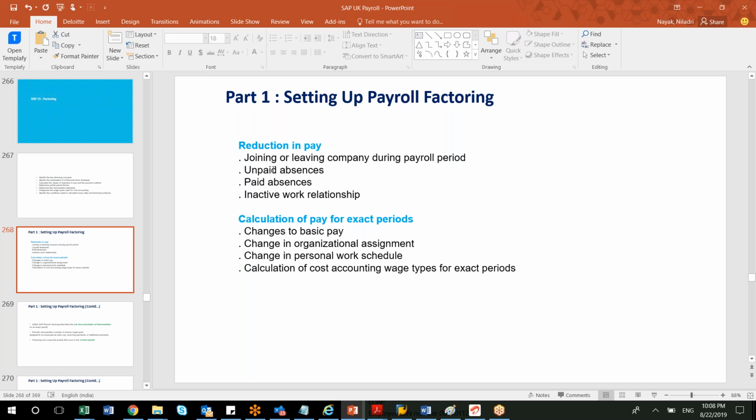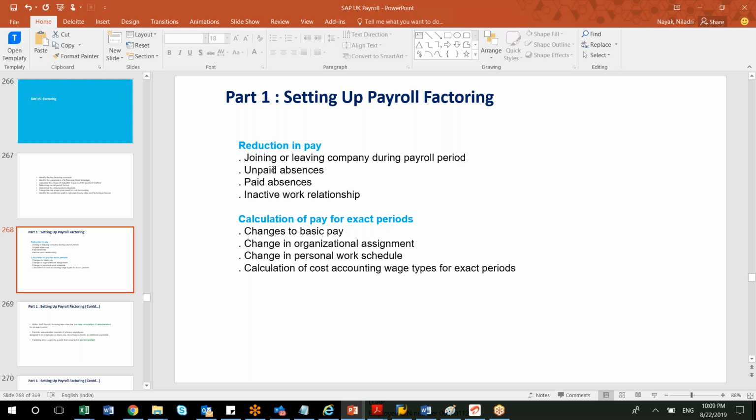Suppose the person has joined on the 15th or 16th of August. In that case, whatever the factor is, say 50% of the salary, that factor will be multiplied to his basic salary and he will be paid that. That period also depends on a lot of factors, and most organizations go with the concept of working days. Suppose we are calculating 22 working days in a particular month, considering Saturday and Sunday as a week off.